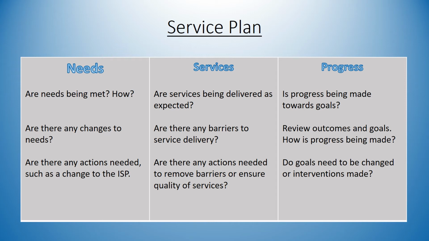If progress is not being made, identify barriers and how they can be addressed. Discuss actions that may be needed to ensure that the outcomes and goals are still appropriate for the individual and how they can make progress towards these goals. This might be an ISP revision to add or change a service, or it might involve changing an outcome that is no longer relevant to the individual.